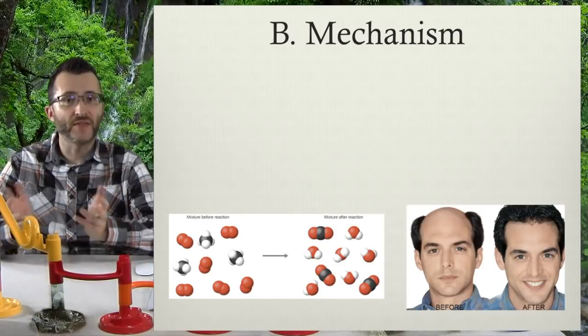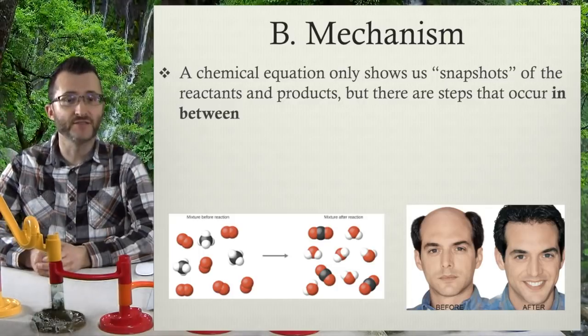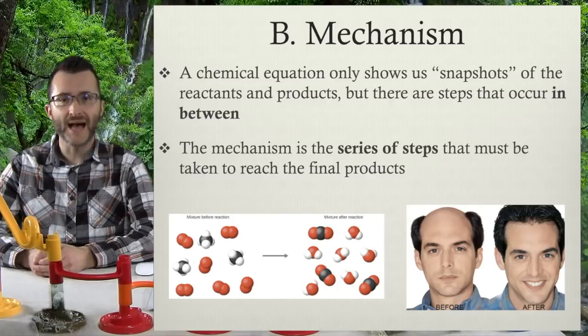Let's talk next about the mechanism. A chemical equation only shows us snapshots of the reactants and products, but there are steps that occur in between. The mechanism is the series of steps that must be taken to reach the final products.